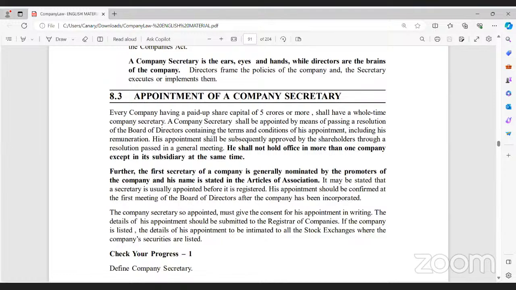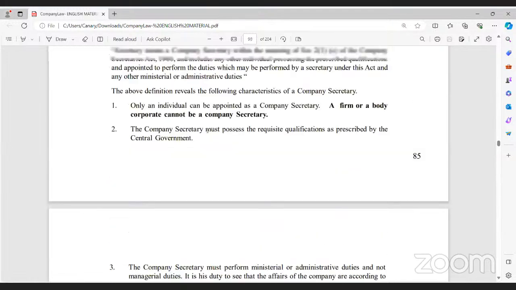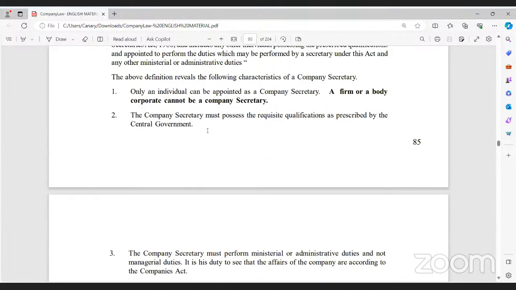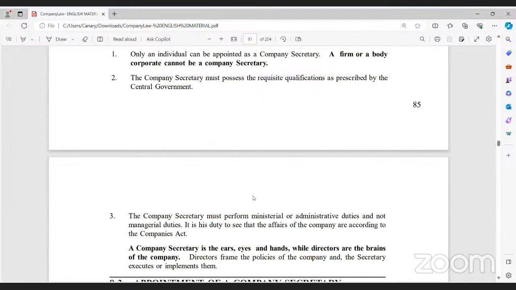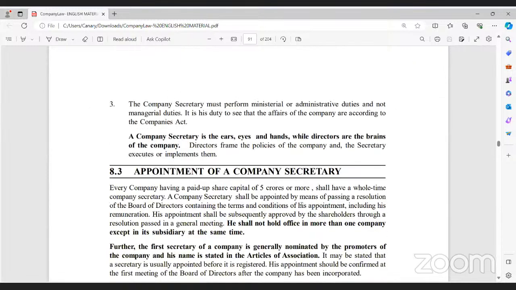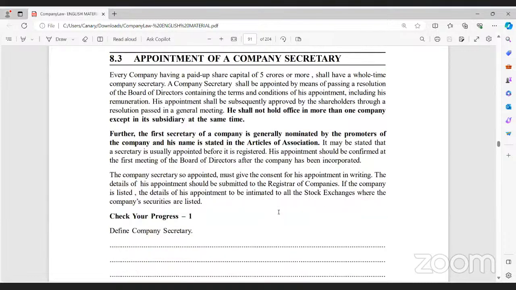Next, let us see how he is appointed. A company secretary has only three characteristics. One, he should be an individual. He must possess the required qualification as per the central government, and he will perform all the ministerial and administrative duties. But he is not a manager. He is only an administrator, which means he only executes.